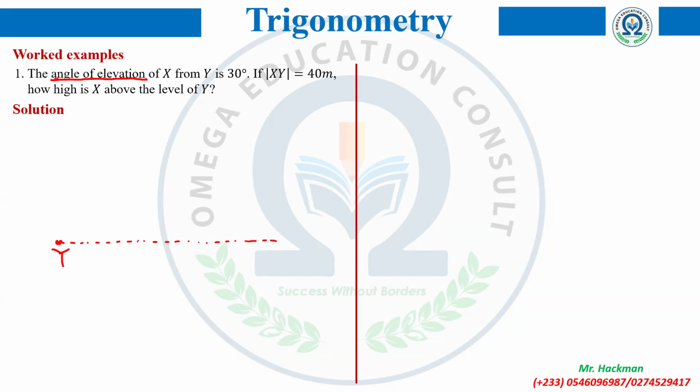From my original line of sight, I need to move a certain angle before I can cite an object X. And because the angle is elevation, I need to move up. So X must be up. X cannot be down by the horizontal line. All correct? So I am going to position my X somewhere here. This is my point X. Now I join the two points, X and Y, to form a line.